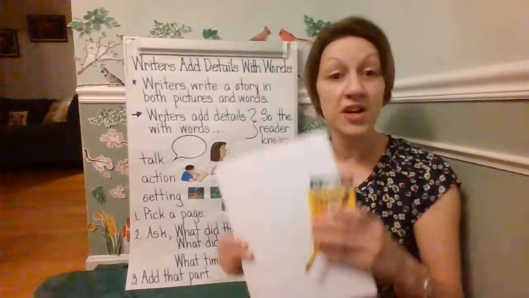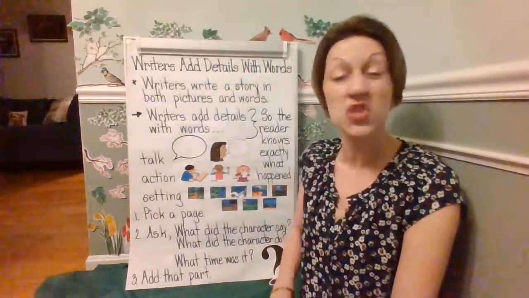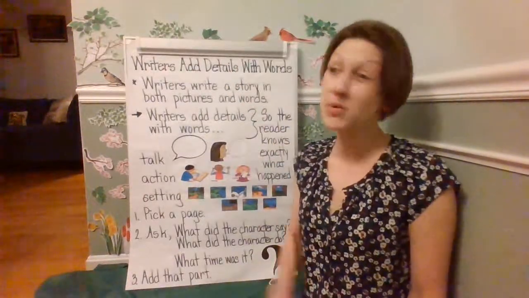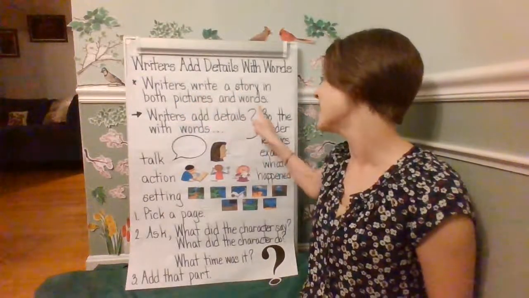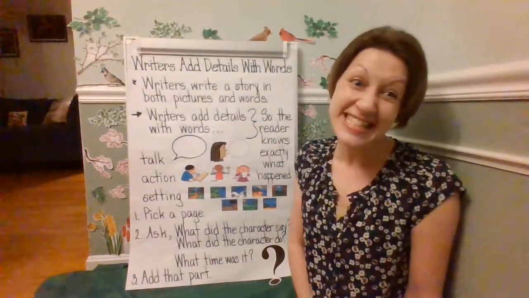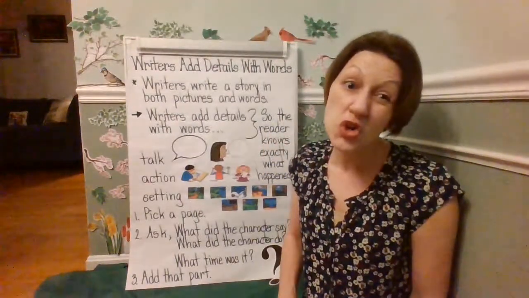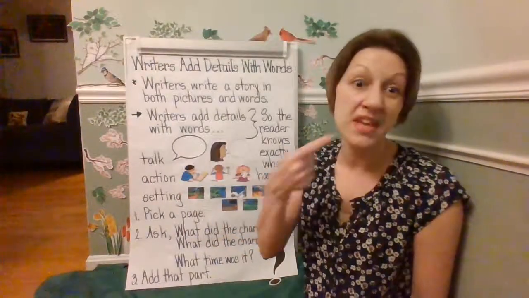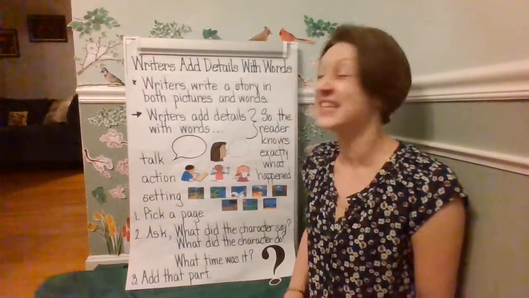So good writers use these resources and add some details to their pictures. They can add details with words. Remember, writers write a story in both pictures and words. And they add details so the reader knows exactly what happened. Good writers add details that include talk, when the character is speaking, the action, and the setting.